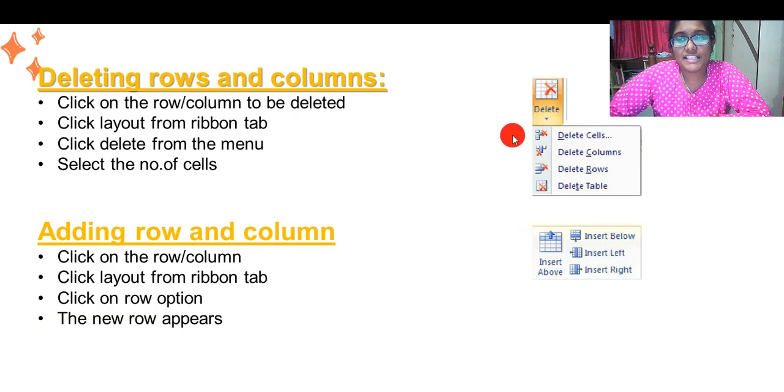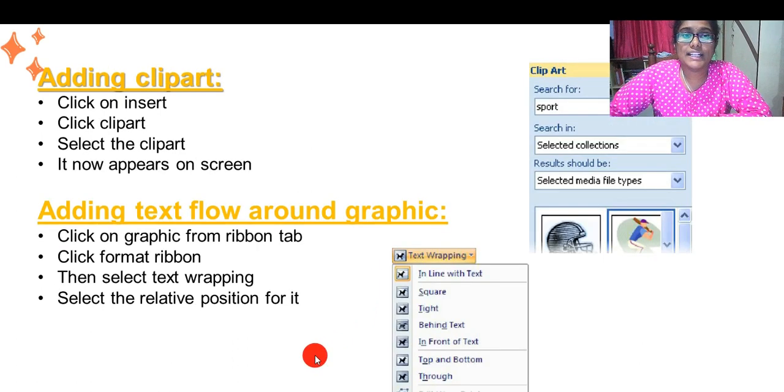Deleting rows and columns can be done by clicking the rows or columns you want to delete. Then click the layout from the ribbon tab. Then select the delete menu. The cells are deleted now. In order to add, just click on the row or column to which side you want to add the extra rows or columns. Click on the row option if you want to add a row, and click on the column option if you want to add a column. Then select an option from the drop down. The extra row or column will be added.